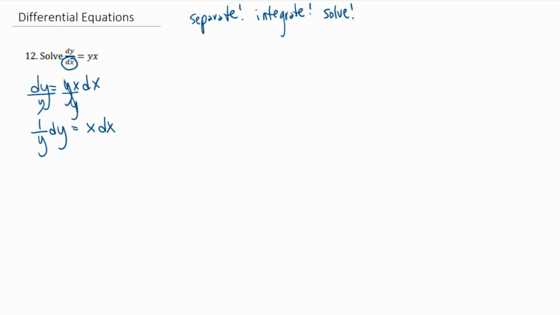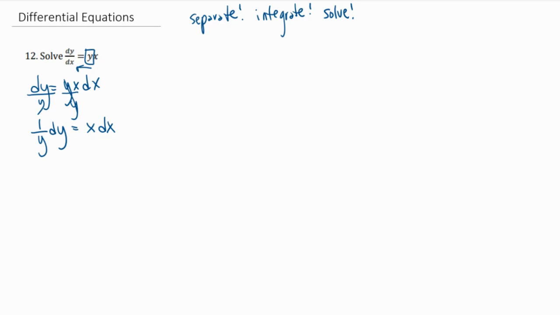So that's what I mean by separate your variables. You need to get the variables for this one on the left and the variables for this one on the right. If you have any other variables or any other constants, I would recommend you keep them on the right if possible. So try to move as little as possible to the left hand side. So we're just going to move the y to the left hand side.